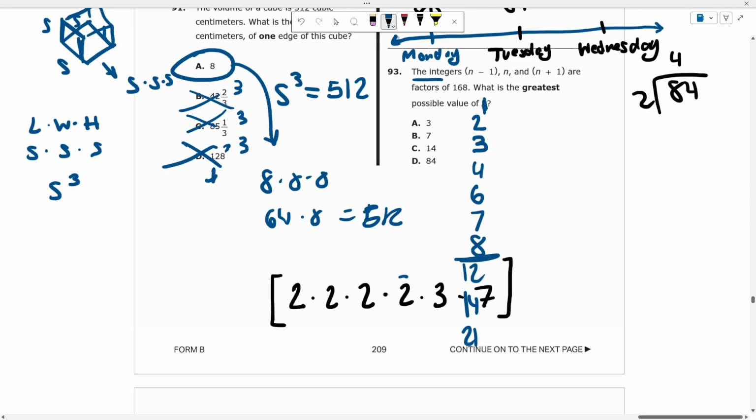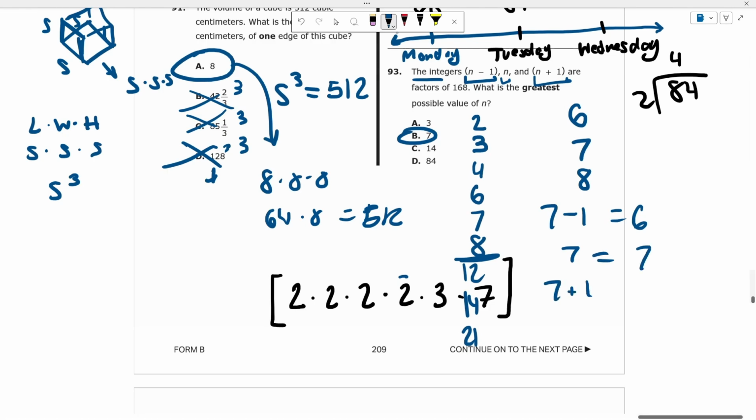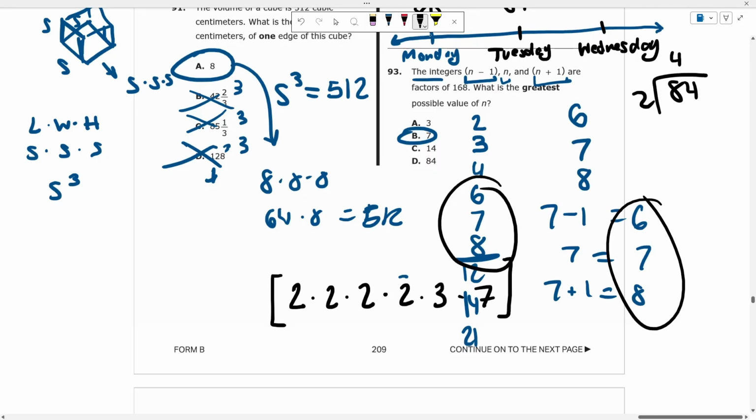So we know that the correct answer here actually has to be 7, okay? Because the greatest consecutive factors of this are 6, 7, and 8. Everything after 6, 7, and 8, 12, 14, and 21, are far too big, and they're no longer apart from one another by 1. So the greatest possible value of n is going to be 7. Because 7 minus 1 is 6, 7 is just equal to 7, and 7 plus 1 is equal to 8. Now 6, 7, 8 appears right here and right here.